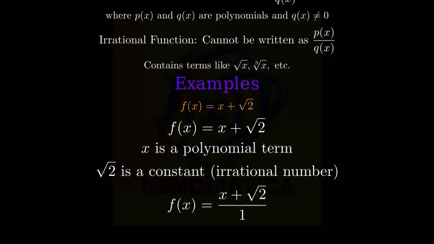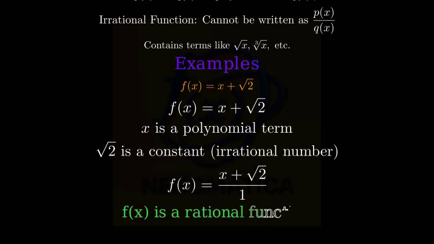Since both x and the square root of 2 are polynomial terms, their sum is also a polynomial. And any polynomial can be written as a quotient by simply putting it over 1. So f(x) equals the polynomial x plus square root of 2 all over 1. Therefore, f of x equals x plus square root of 2 is a rational function because it can be expressed as a quotient of two polynomials. Let's move on to our second example.